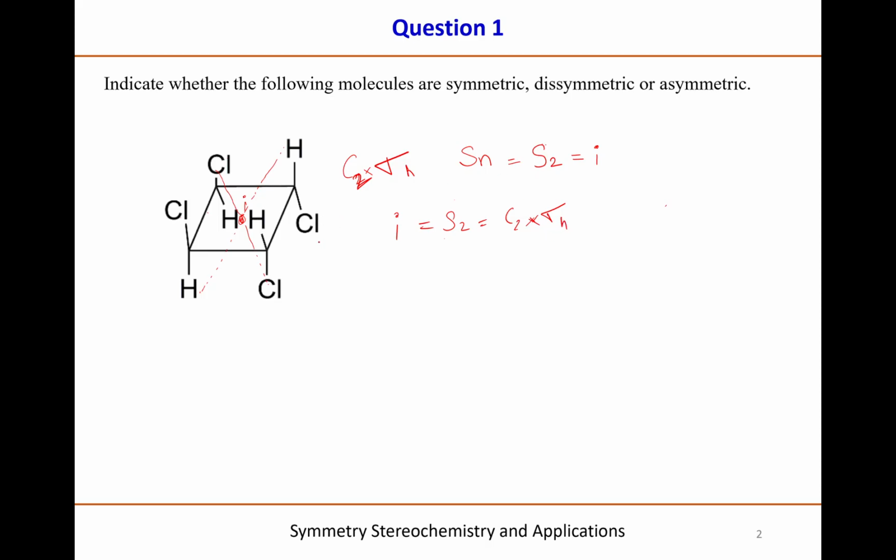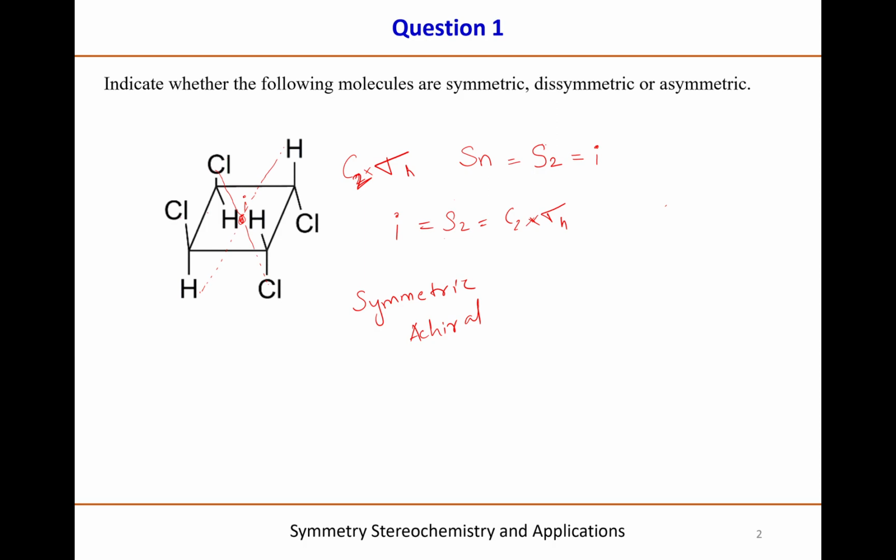So in this case, you can see that the plane of symmetry is present, center of inversion is present, and improper axis of symmetry is also there, and axis of rotation. So that's why the molecule becomes symmetric. Plane of symmetry is there, right? So that's why the molecule will become symmetric. A symmetric molecule is always achiral. Achiral means it will not rotate the plane polarized light. Achiral molecule. Okay.